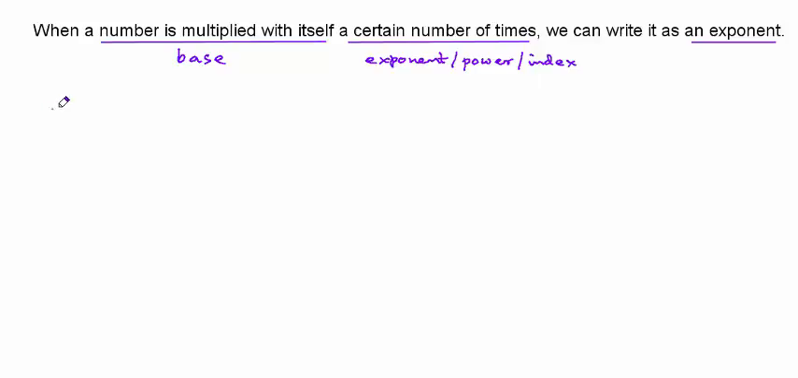For example, when 2 multiplies with itself 3 times, 2 times 2 times 2, we can rewrite this as 2 to the power of 3. 2 is the base. The number that multiplies with itself is 2, and the number of times it does that is 3. There are 3 2's in this multiplication sentence, so that becomes the exponent. And we read this as 2 raised to the third power.